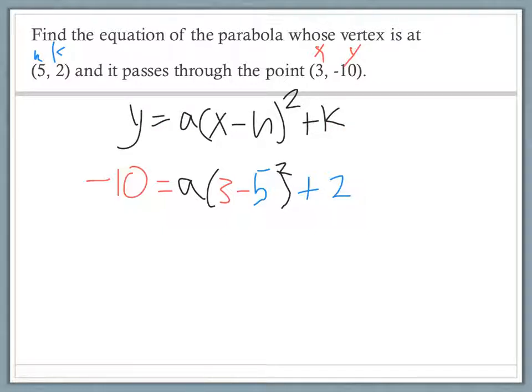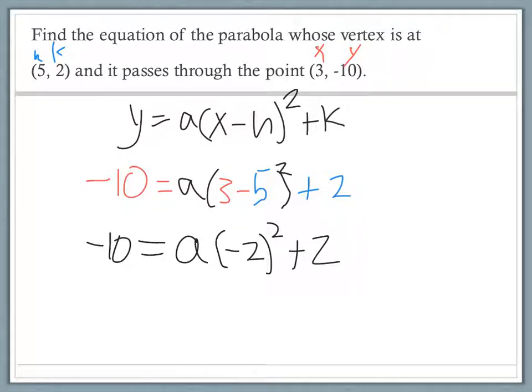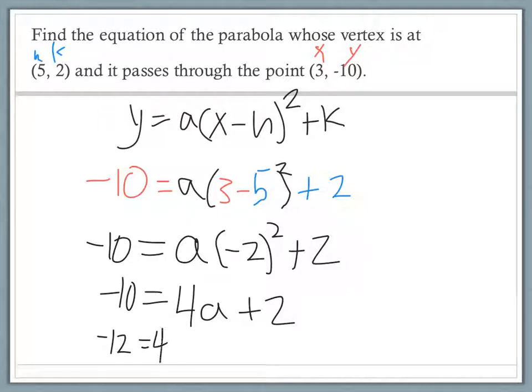Now let's solve for a. I'm going to do my parentheses first. So I have a, and then 3 minus 5 is negative 2, squared, plus 2. All that equals negative 10. Negative 2 squared is 4, so I have 4a plus 2 equals negative 10. Now I'm going to subtract 2 from both sides, so I have negative 12 equals 4a. Divide both sides by 4, so a equals negative 3.